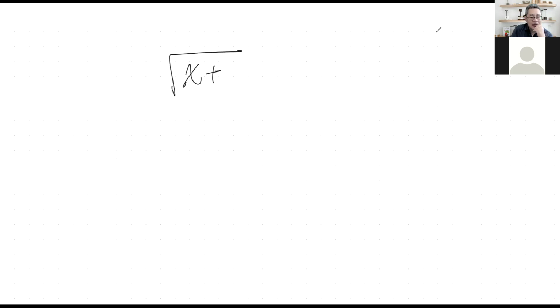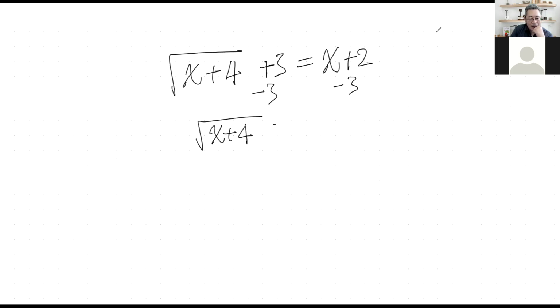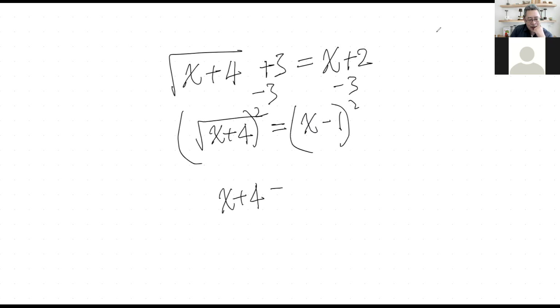The square root of X plus 4, plus 3 equals X plus 2. Okay, we minus 3. So the first thing is to isolate the radical. We did that. That's X minus 1, right? Yep. Then we square both sides, so we can free up the X plus 4. So it's X plus 4 equals X squared minus 2X plus 1, right?